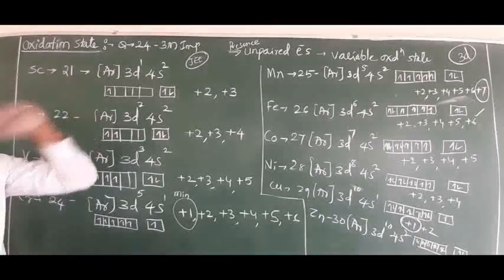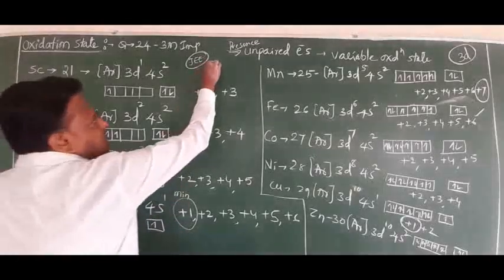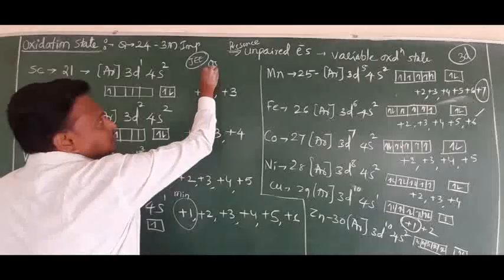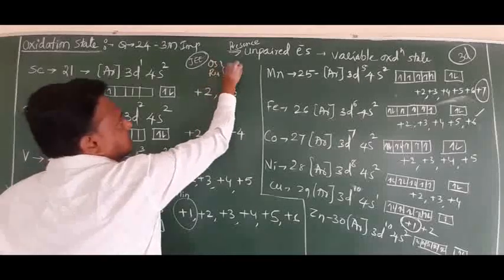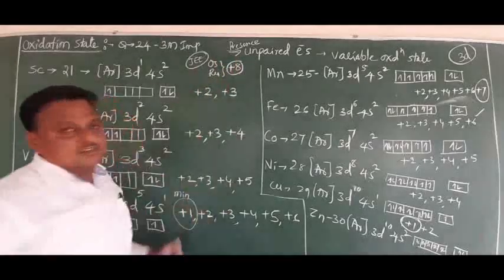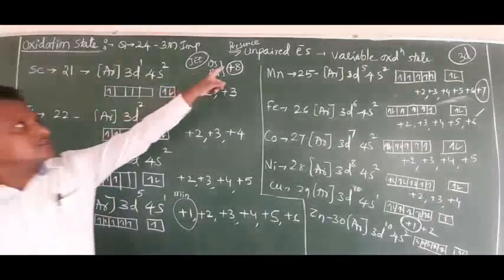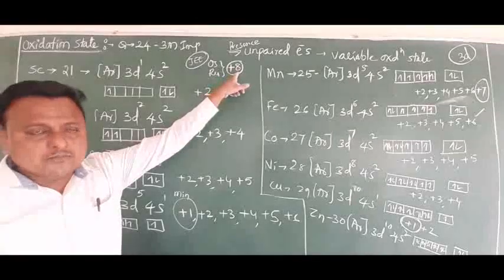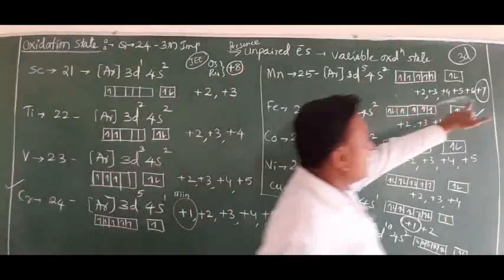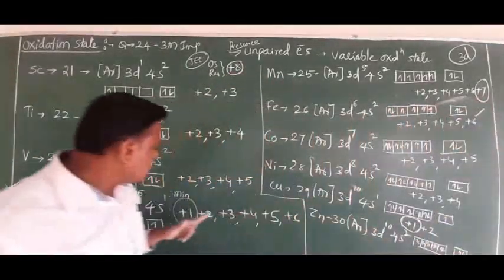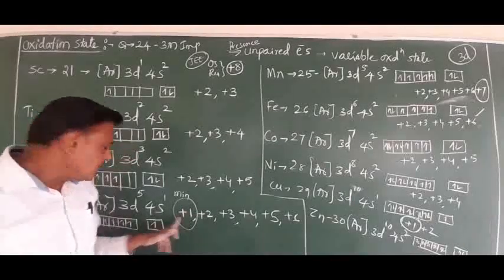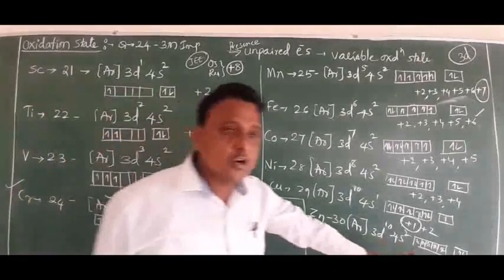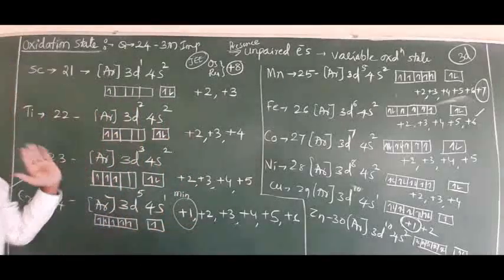In the d block, the highest oxidation state is given by osmium and ruthenium. These two are +8 oxidation state. In the 3d series the highest is +7, and the minimum is +1, in chromium and copper. So this is very very important.